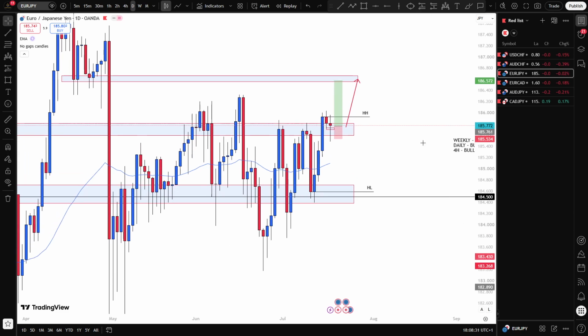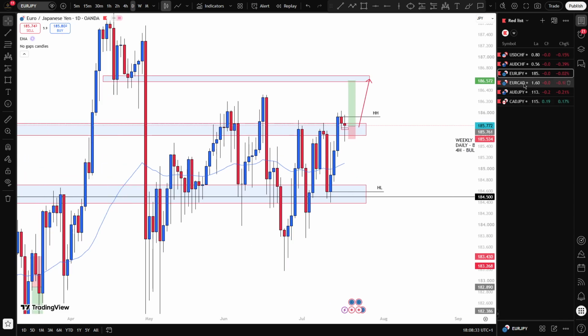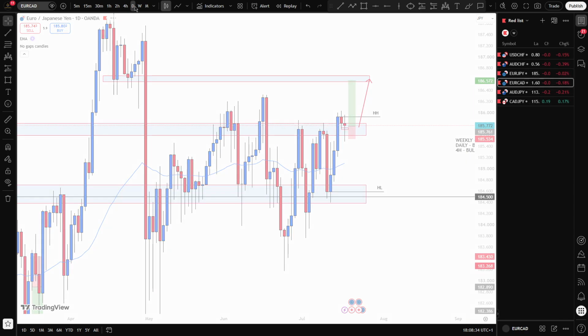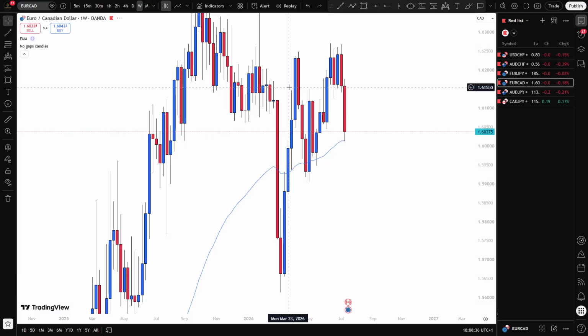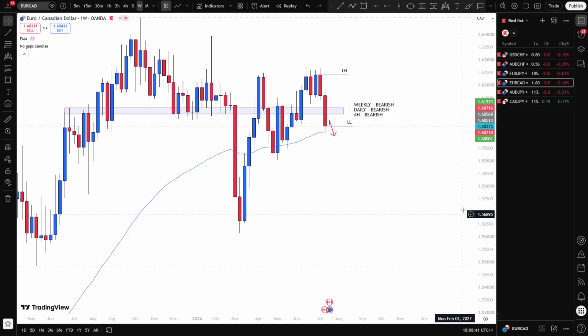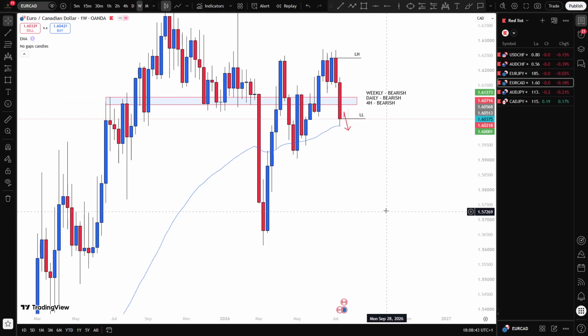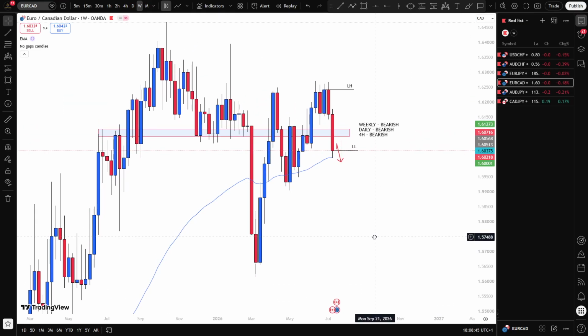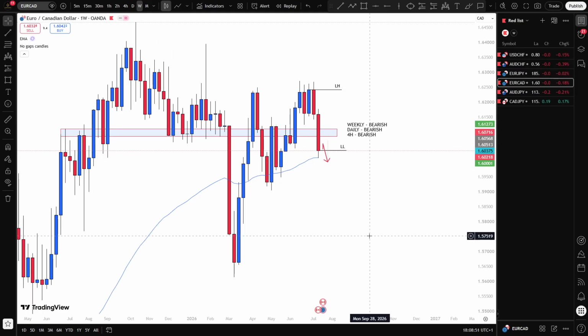Okay, let's continue. The next one is Euro Cad, on the weekly time frame. The weekly time frame is bearish. This trade is not the best, but it's just on my watch list, and let's see what the market will do this week. It's not the best.